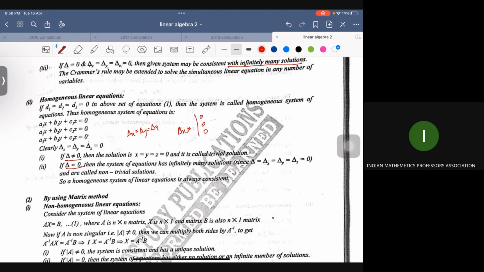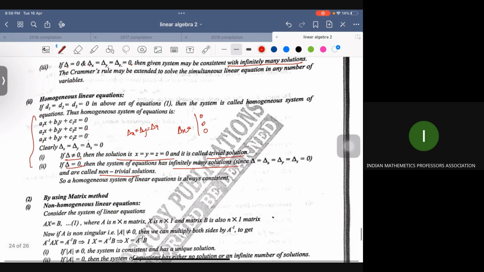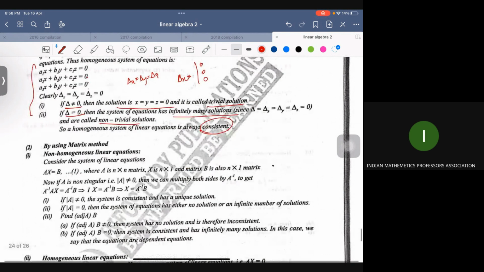If del is not equal to 0, then the solution is x equal to y equal to z equal to 0. This is called the trivial solution. If del is equal to 0, then the system of equations has infinitely many solutions, which are called non-trivial solutions. So a homogeneous system is always consistent. A solution exists. Then, by using the matrix method.